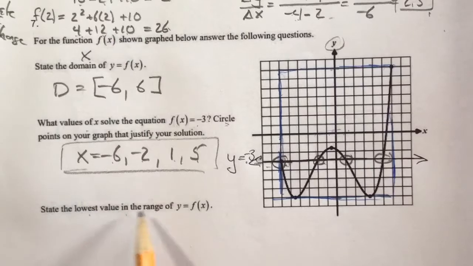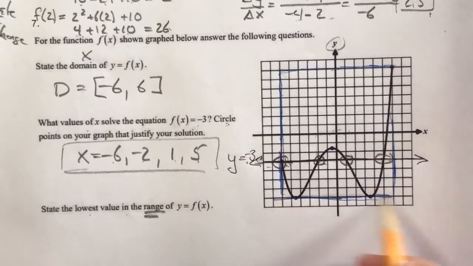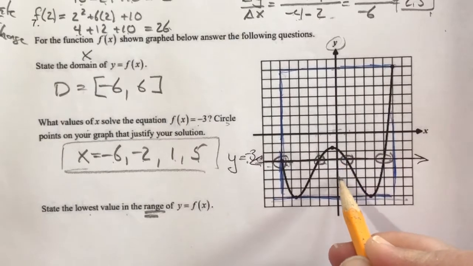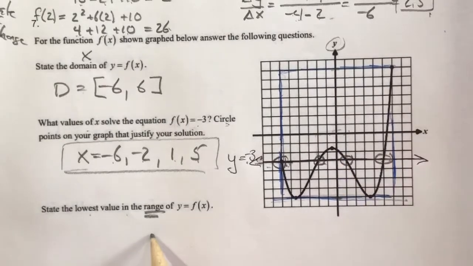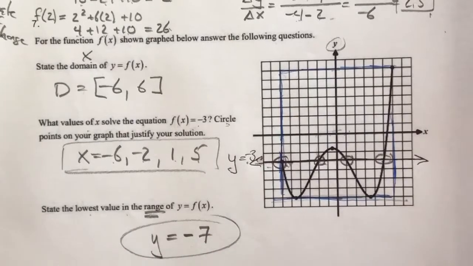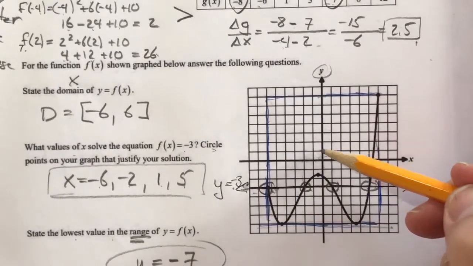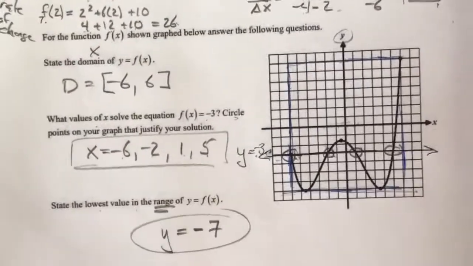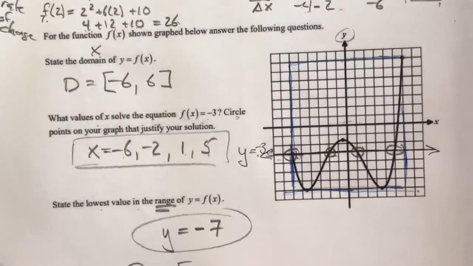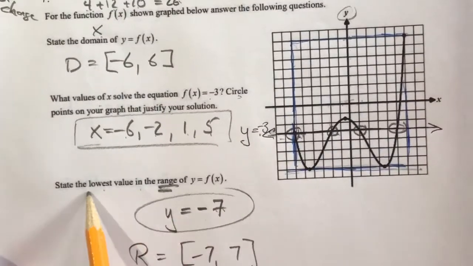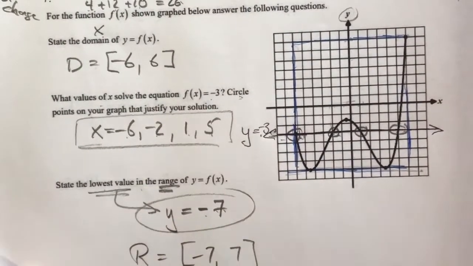What's the lowest value of the range? Remember I said range is the bottom. So how low does it go? 1, 2, 3, 4, 5, 6, 7. Y is equal to -7 is the lowest value. They say what's the highest? So you'd count up 1, 2, 3, 4, 5, 6. It would also be 7. If they said, hey, what's the range? You'd say from -7 to +7. But on this one, we just want to know what's the lowest value. Lowest value is right there, -7.